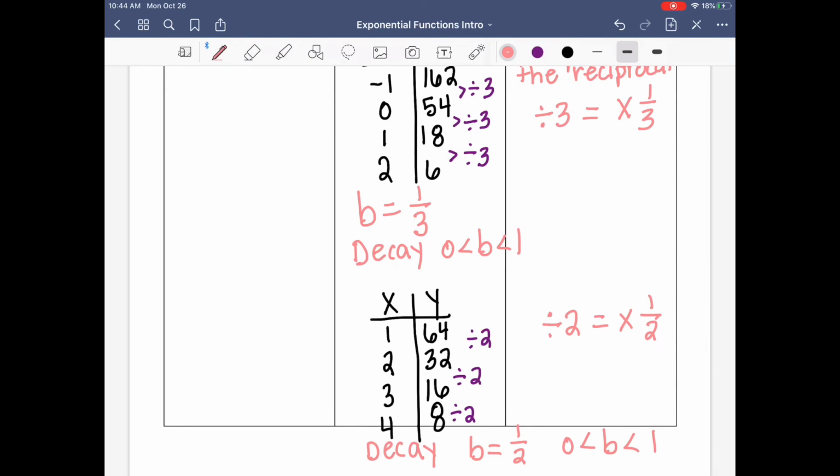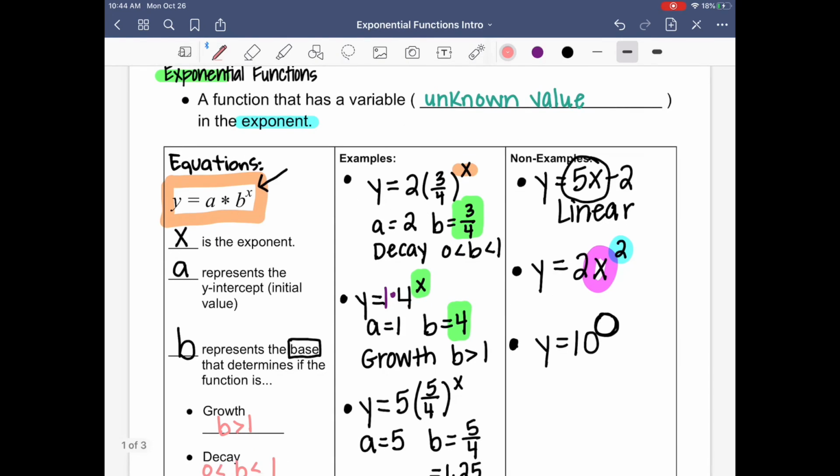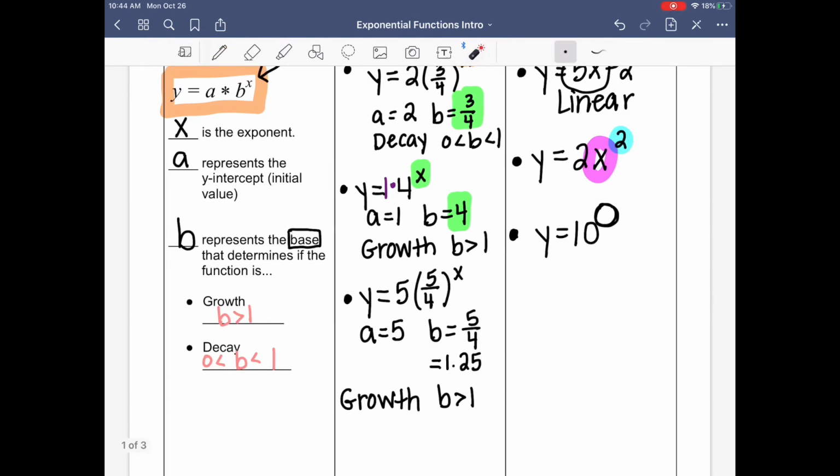All right, so just to summarize to make sure we're all on the same page. Our general form is y equals a times b raised to x. We know it's exponential if the variable is in the exponent. It may not always be an x, it may be a t, it may be an m, as long as the variable is in the exponent. A represents the initial y value, or the y-intercept, and b represents the base. The base tells you whether it's growth, because it's greater than 1, or decay, because it's between 0 and 1.